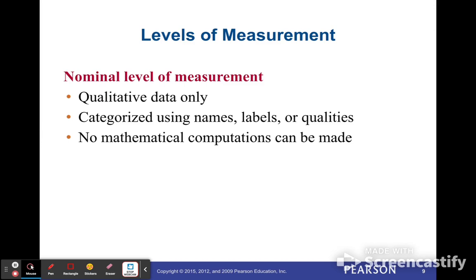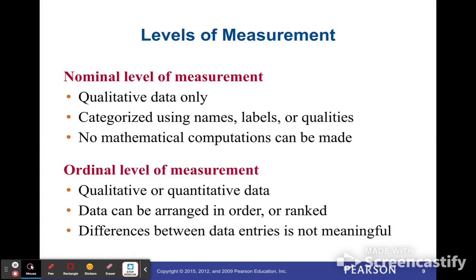Next. Before we go on, an example of a nominal level would be, for example, your grade level. Whether you're a freshman, sophomore, junior, or a what? Senior. That's an example of a nominal level of measurement. It's just assigning.